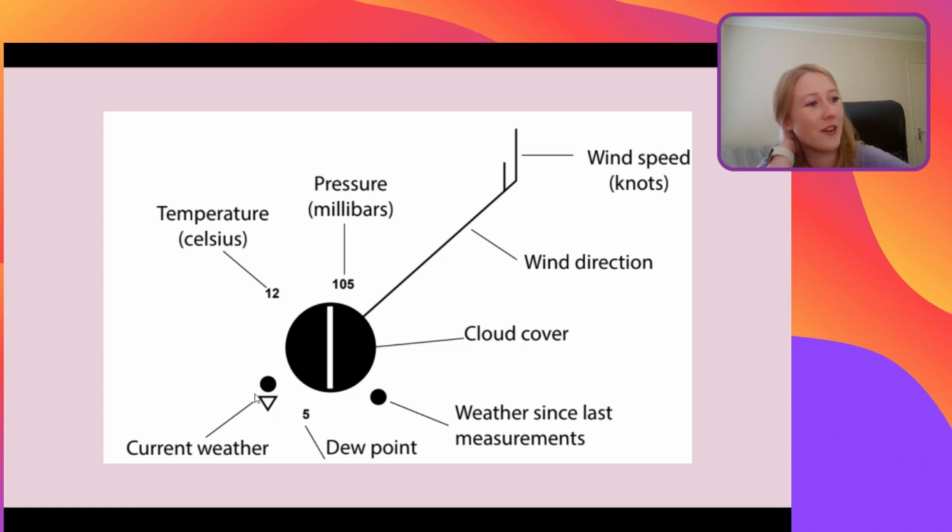Then current weather, we've got 2 little symbols that we've put together. The dot is rain, triangle is showers, so it's rain showers. Suddenly this is looking a lot easier to read. So we've got almost complete cloud cover. We have 15 knots of wind coming from the northeasterly direction, and rain showers, and it's 12 degrees Celsius. That sounds like hot chocolate weather.